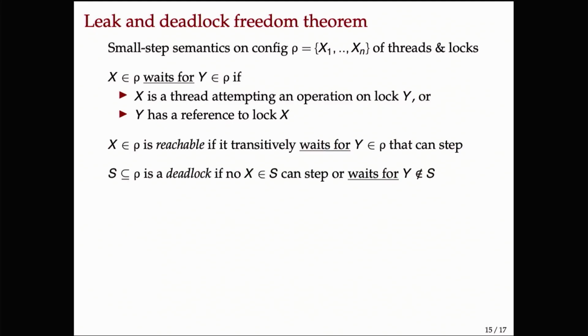And using this relation, we can define two notions. The first is reachable, which you should think about reachability in terms of garbage collection. So we say that X is reachable if it transitively waits for a Y that can step. So Y has to be a thread then. Similarly, we define the notion of deadlock for a subset of our configuration. We say that that's in a deadlock if nothing in the set can step and nothing is waiting for something outside of the set.